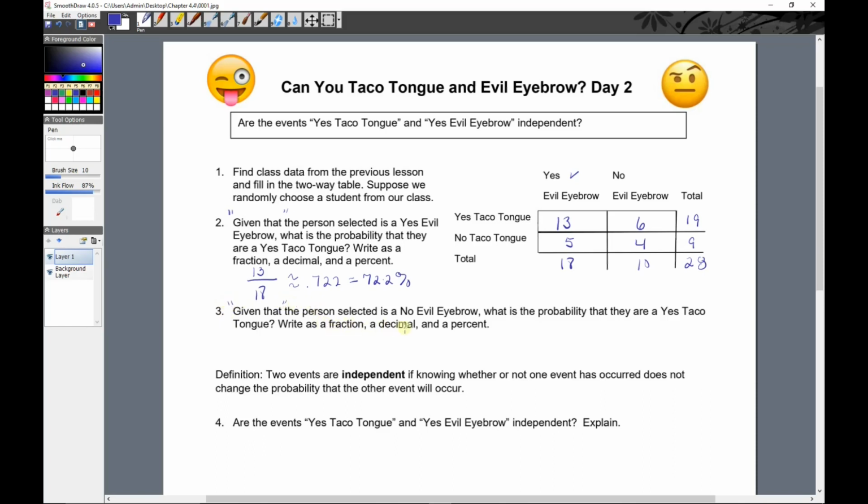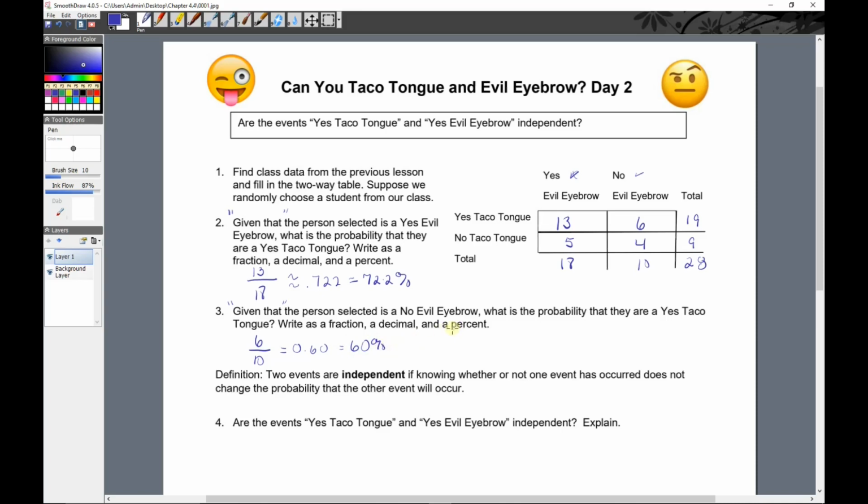Now we have another given that in number 3. Given that the person selected is a no evil eyebrow, so now we're over here instead of here. We're no longer on number 2. We've restricted our sample space down to just this condition, so now we're out of 10. Given that the person selected is a no evil eyebrow, what is the probability that they are a yes taco tongue? Here's your yes taco tongue, that goes across this horizontal, and that'll be 6 out of 10. That's going to be exactly 0.60, which is 60%.